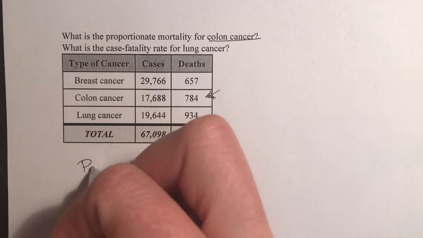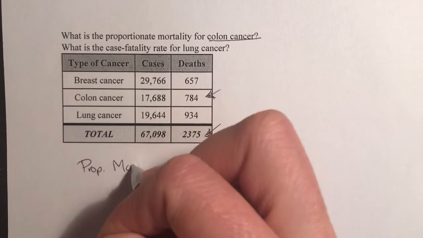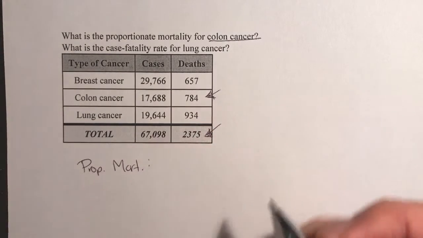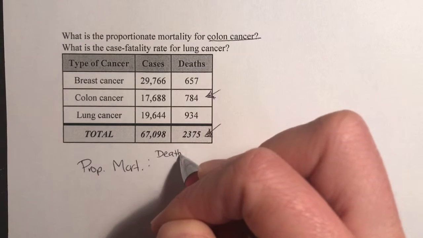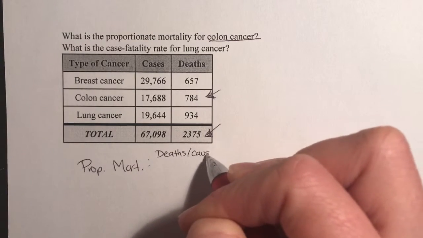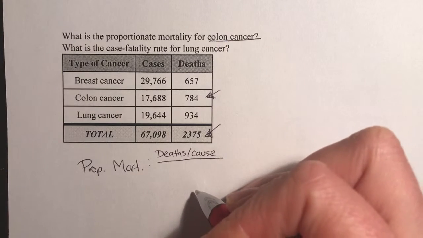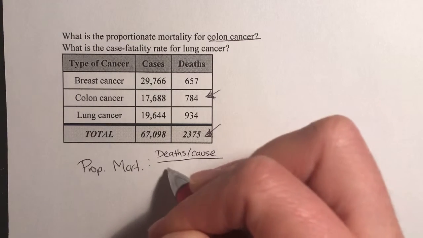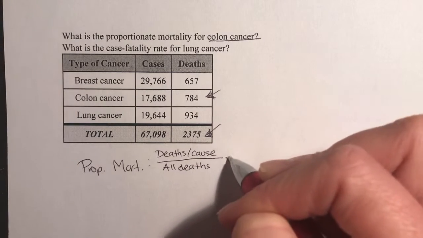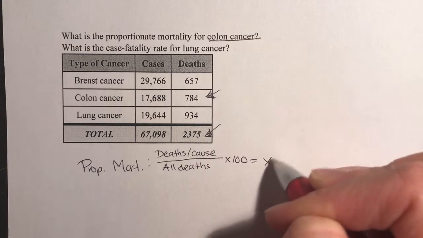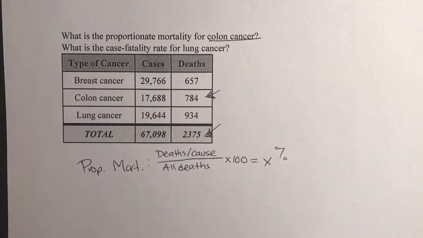Okay, so I'm going to put proportionate mortality here, and it's again going to be the number of deaths from the cause of interest divided by all deaths in our population times 100 to give us X percentage. And this is a proportion, so we will express it as a percentage.